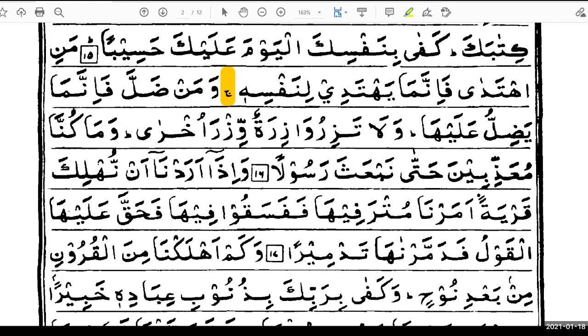Assalamu alaikum. Wa alaikum assalam wa rahmatullah. Okay. Could you please recite from the highlighted bit here, from wa up to the end of the verse, please?